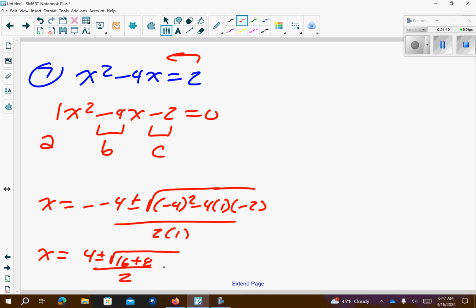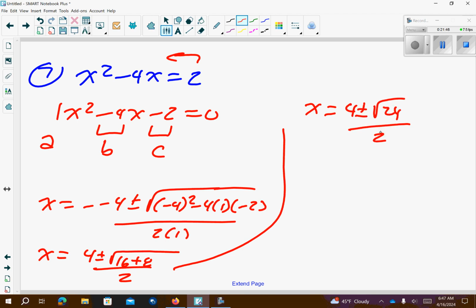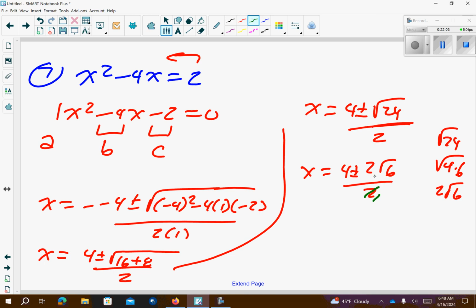all over 2. So then I get x equals 4 plus or minus square root 24 all over 2. Let's break square root 24 down to 4 times 6, which is 2 root 6. And plug that in for root 24. 2 root 6 over 2. And reduce. So your answer is 2 plus or minus square root 6.